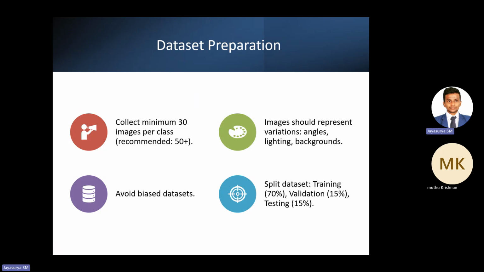Recommended: the more data you give, the more fuel for the model to predict accurately. The images should represent variations like angles, lighting, and backgrounds that should be clear, and avoid a biased dataset. If you are uploading the dataset, it should be balanced, right? It should not be biased, the model should not get overtrained, and we'd otherwise get biased results. So split the dataset into 70 percent for training, 15 percent for validation, and 15 percent for test.